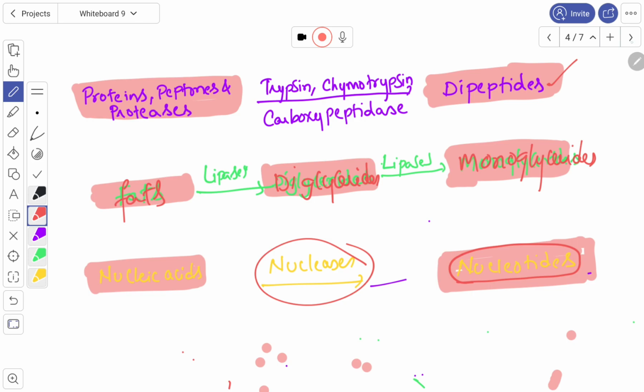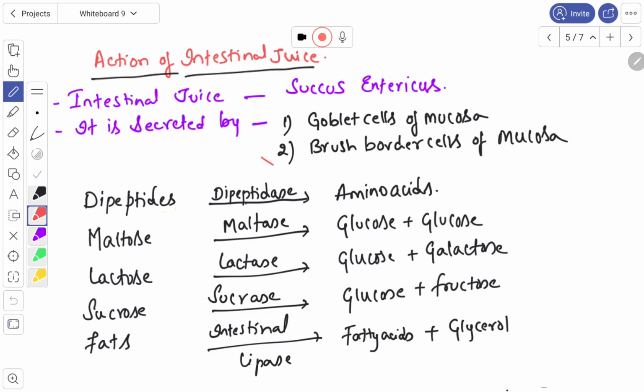Now let us go for the next slide. Now let us go for the intestinal juice. Action of intestinal juice. The intestinal juice is commonly called succus entericus. It is secreted by the goblet cells of mucosa and brush border cells of mucosa. Goblet cells of mucosa secrete mucus. Brush border cells of mucosa secrete enzymes. Dipeptides in the presence of dipeptidase are converted into amino acids.